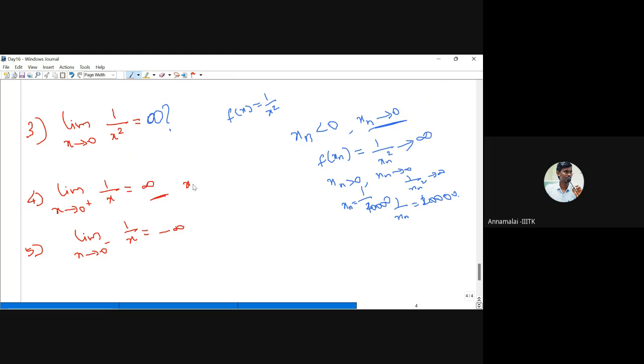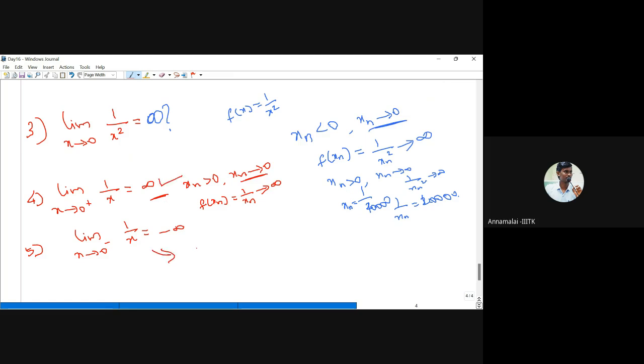If you take any sequence which is bigger than 0, but xn converges to 0, what is f of xn? f of xn is nothing but 1 by xn. xn's are very close to 0 and everything is positive. Therefore, 1 by xn is a bigger number, that is, this approaches infinity. Therefore, the right hand limit is infinity.